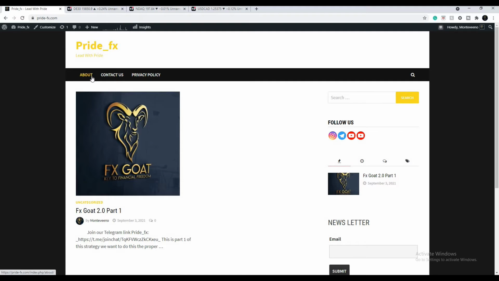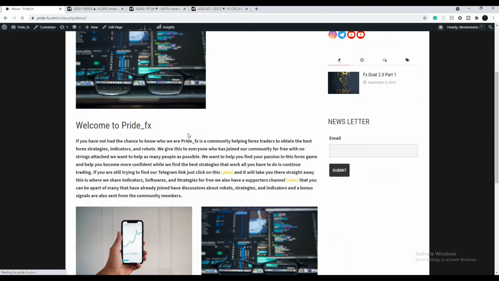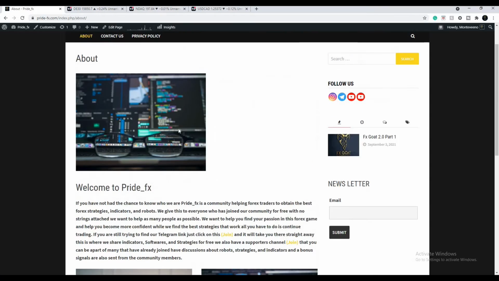We also have an about page. Many of you will have a different experience depending on whether you are using a tablet, a desktop, or your cell phone. For a cell phone, you're going to have a menu bar that will show up. For desktop users, this is what it would look like. If you go to our about page, it will explain to you in detail what Pride FX is about, and you can look at that.